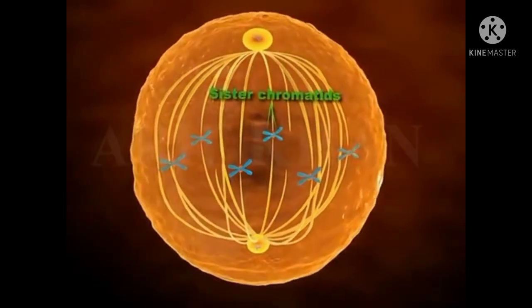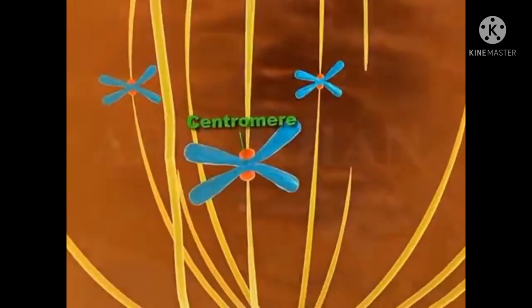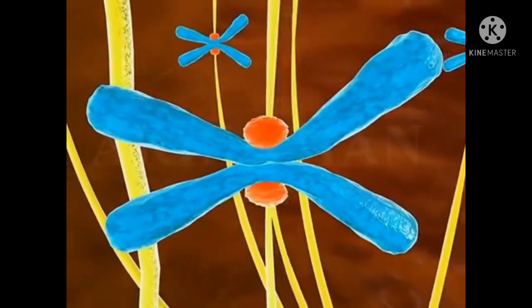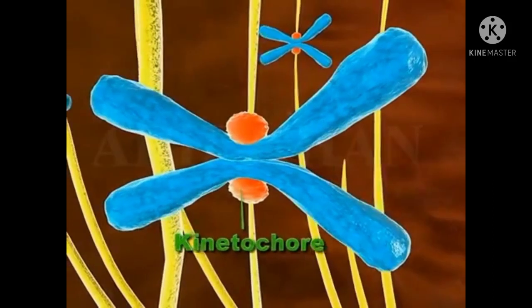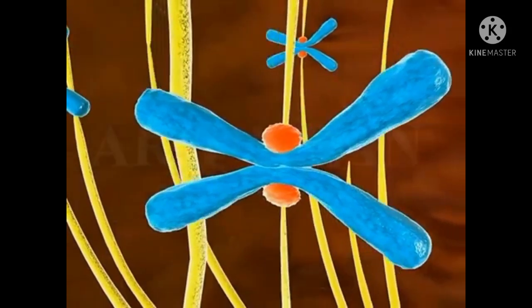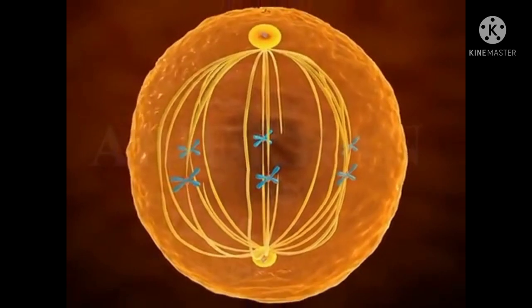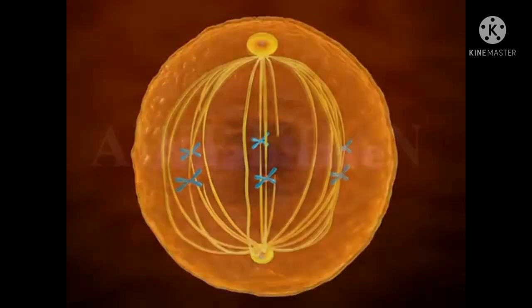Sister chromatids are held at the centromere, which contains a protein structure called the kinetochore at the surface. The kinetochore holds the chromosome and attaches it to the spindle.